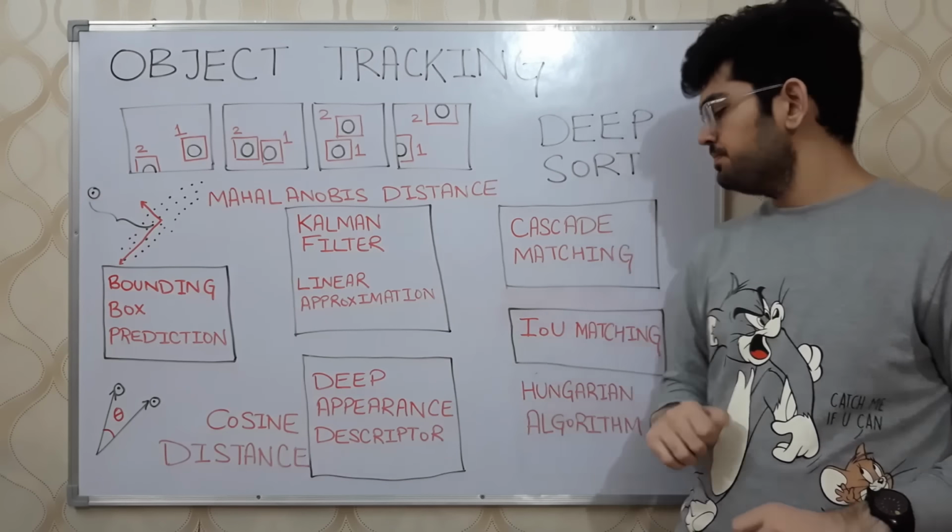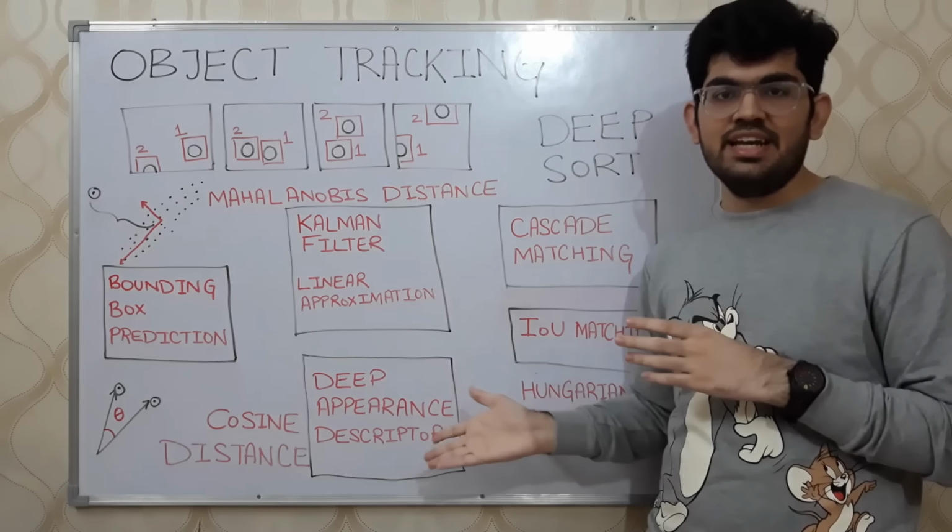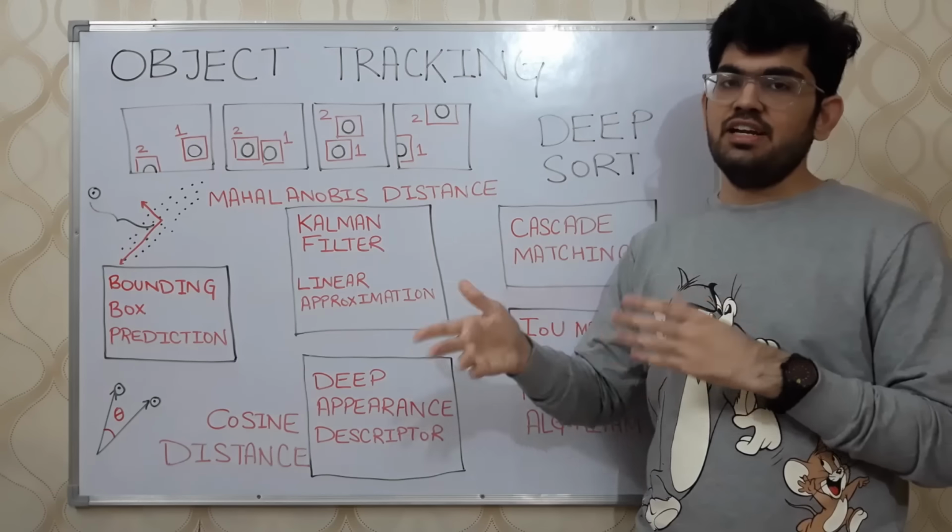So this is how the simple sort algorithm works. Now deep sort is an extension of the simple sort algorithm. The deep in deep sort comes from this step called the deep appearance descriptor step. Along with that, we also have a cascade matching step that is added to the simple sort algorithm. The deep appearance descriptor is a convolutional neural network which is trained to detect a similar object in different images.